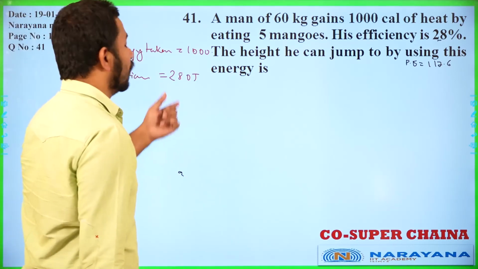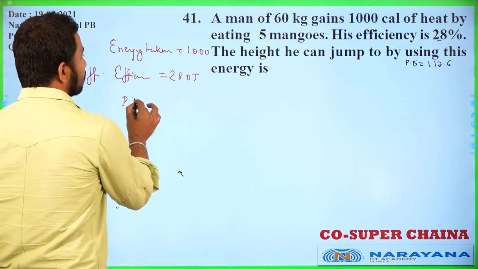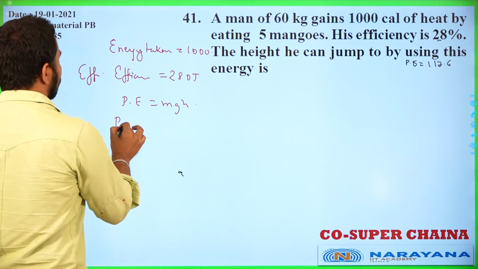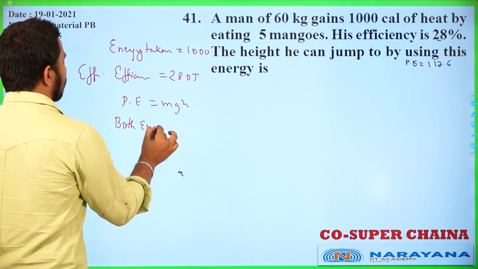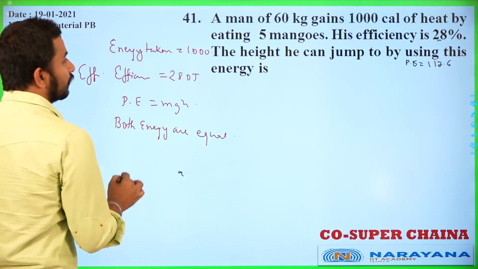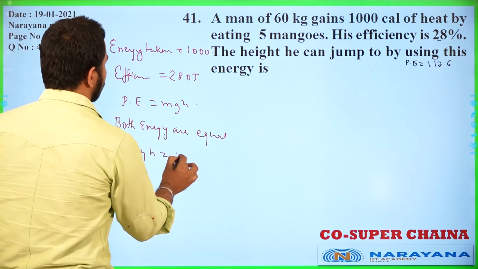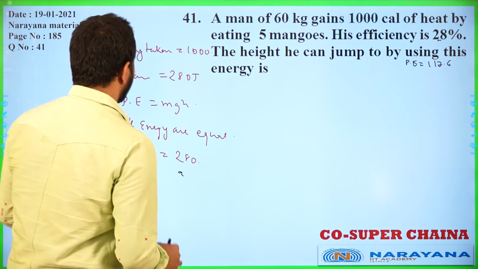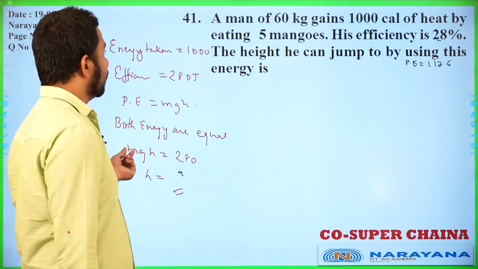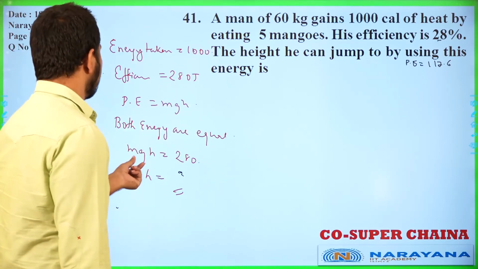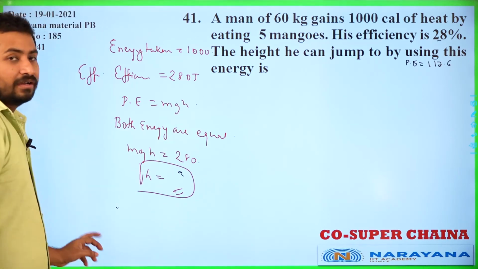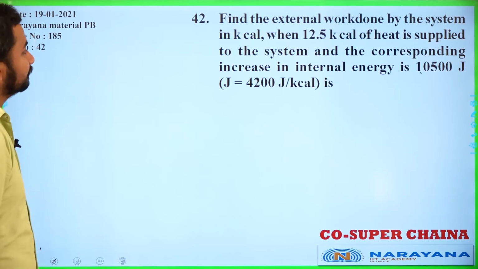Now this energy will be used for converting into potential energy. Potential energy will be mgh. So both energies are equal, so we can equate. So mgh will be equal to 280 here. If you simplify this, we will get the value of h in this question, student. The man's weight is given as 60 kg, so 60 into 10 and so on. If you simplify, you will get the answer of this h, right? So let's proceed to the next one.